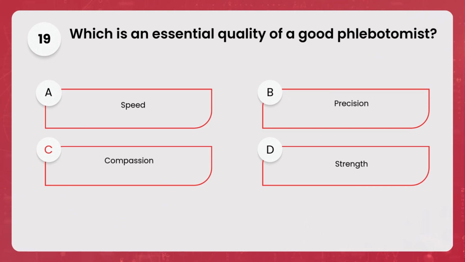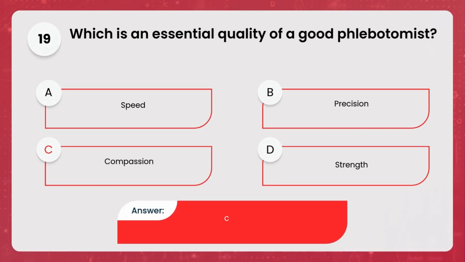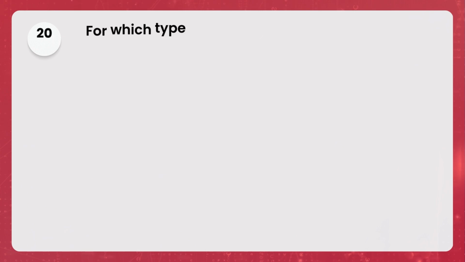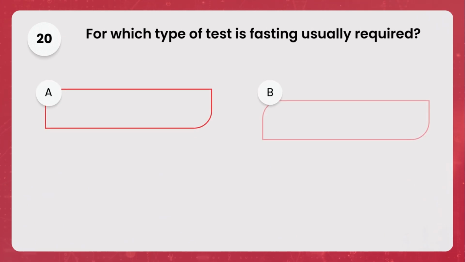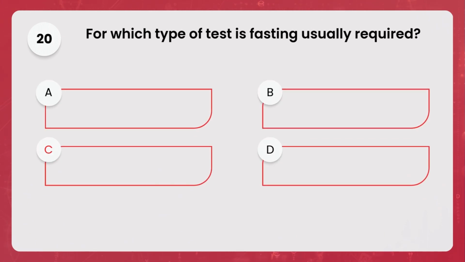A. Speed, B. Precision, C. Compassion, D. Strength? The answer is C. Compassion. Number 20. For which type of test is fasting usually required?